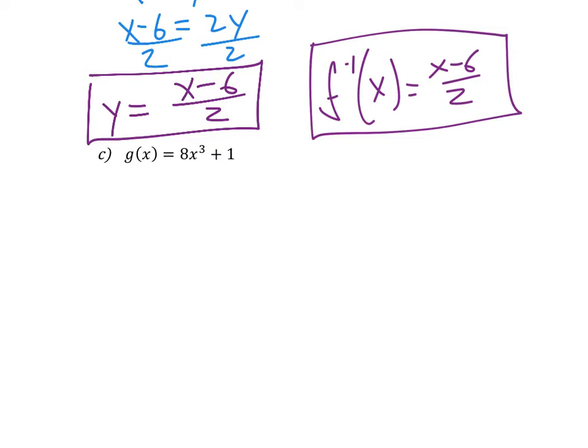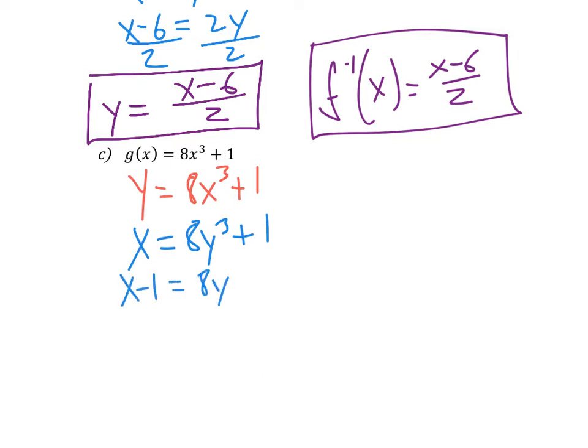What if we do something like a cubic? Still the same process. Rewrite as a y. Swap the x and the y. Now let's solve this for y. Subtract 1, x minus 1, from both sides, that is. Okay, don't cube root yet. You could, but it's going to get kind of messy if you don't do it right. So we now have y cubed equals x minus 1 over 8.